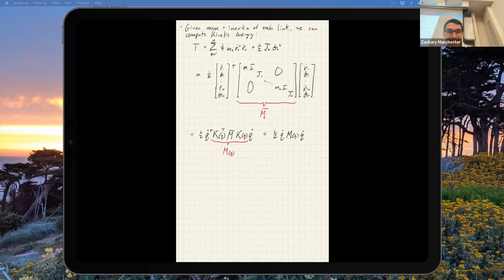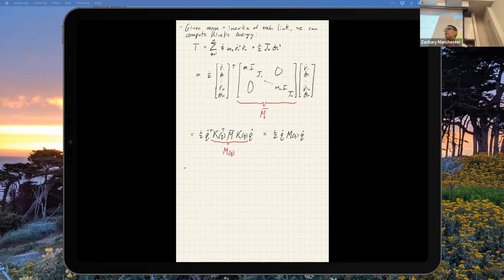Basically same story. We're not going to do it explicitly right here, but if you wanted to do the dynamics of this thing, the mass matrix is one ingredient. The other thing you need is the potential energy, and you can do it very, very similarly.